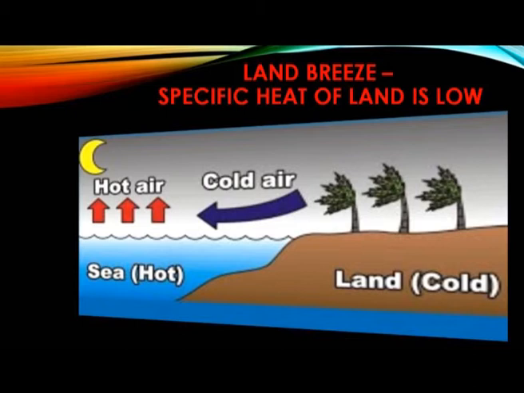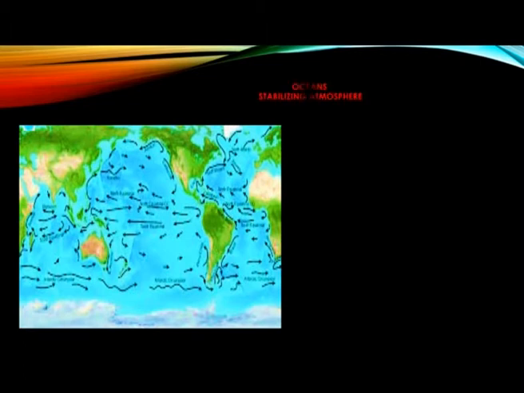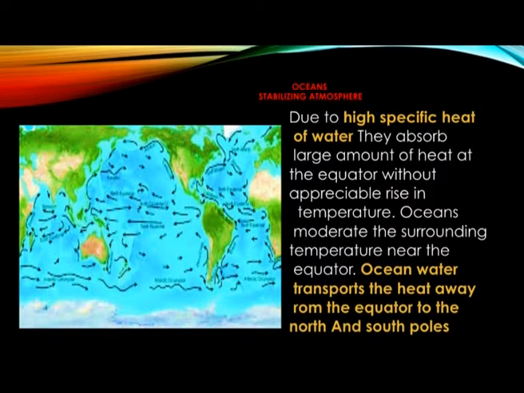And we shall see the other important application, ocean currents. Due to the high specific heat of water, oceans absorb a large amount of heat at the equator without an appreciable rise in temperature. So oceans moderate the surrounding temperature near the equator. Ocean water transports the heat away from the equator to the north and south poles.